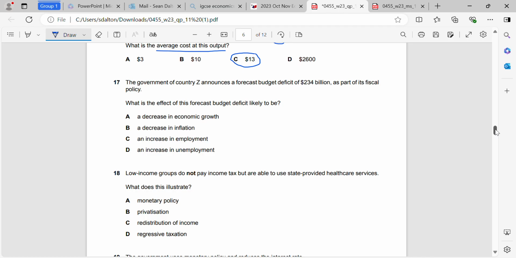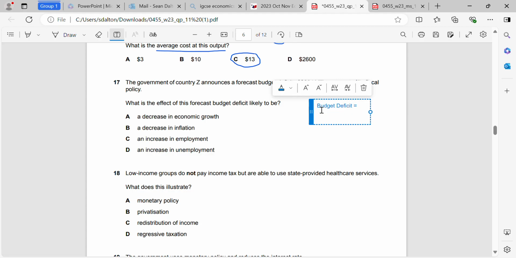Question 17. The government of country Z announces a forecast budget deficit of $234 billion as part of its fiscal policy. What is the effect of this forecast budget deficit likely to be? Okay, so the first thing we have to know in order to answer this question is what a budget deficit is, right? So a budget deficit is where government spending or government expenditure is higher than government revenue.